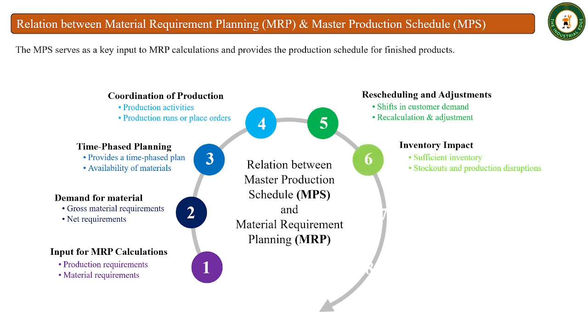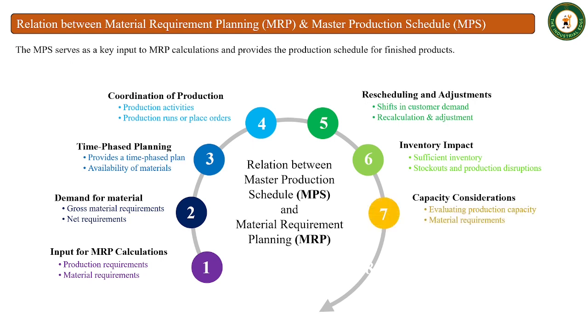Sixth, inventory impact. MRP considers the master production schedule in its calculation to ensure that sufficient inventory is available to support the production schedule. This prevents stockout and production disruptions while minimizing excess inventory.